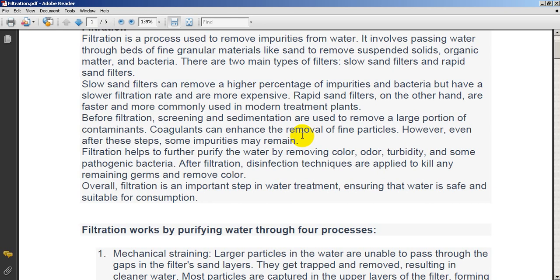After filtration, disinfection techniques are applied to kill any remaining germs and remove color. Overall, filtration is an important step in water treatment, ensuring that water is safe and suitable for consumption.